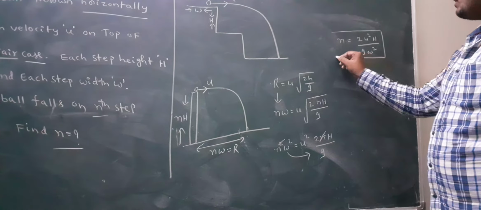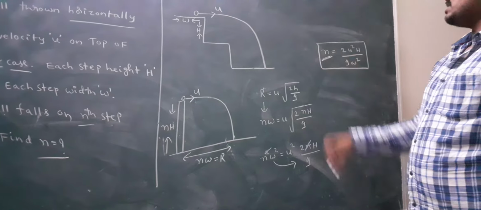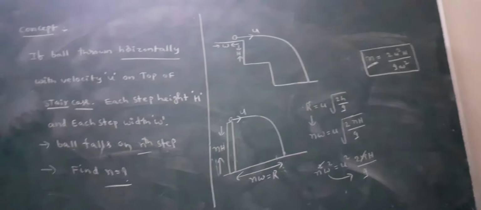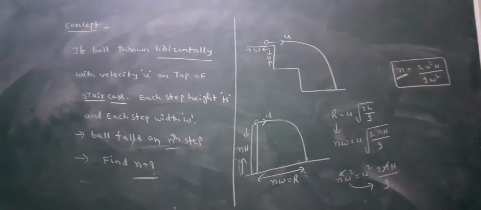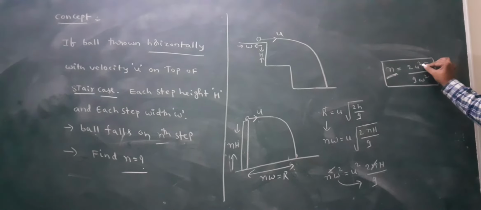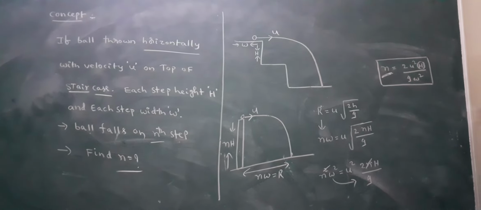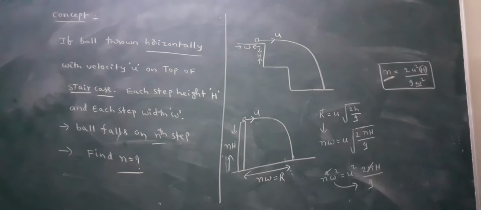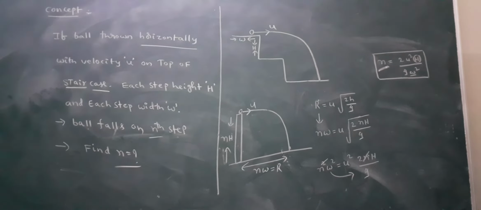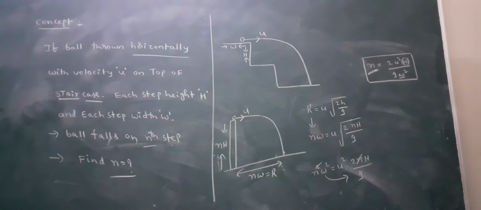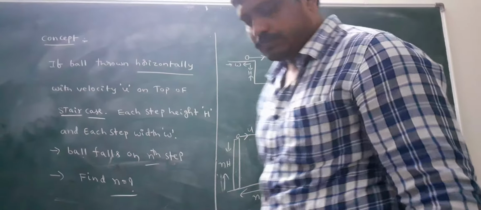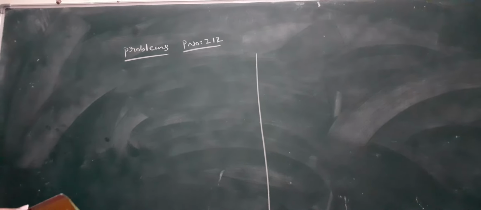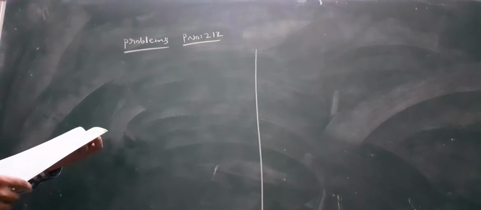This is the formula for the number of steps. What is the formula for the number of steps? 2u square H by gW square. In the formula, capital H indicates each step height, W indicates each step width, U indicates the initial velocity of the ball. Page number 212. To see all the questions, I discuss important models.